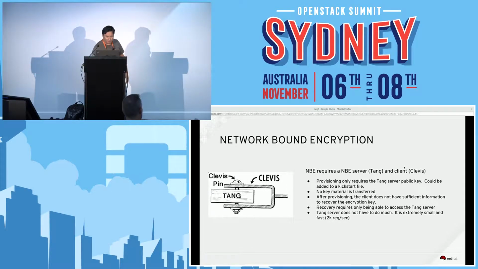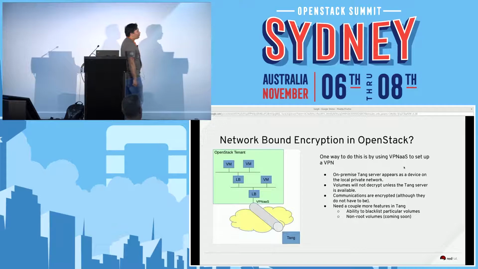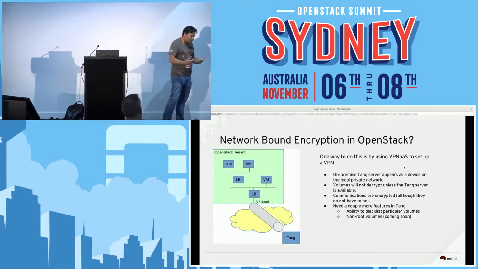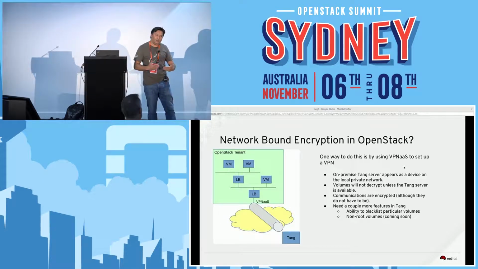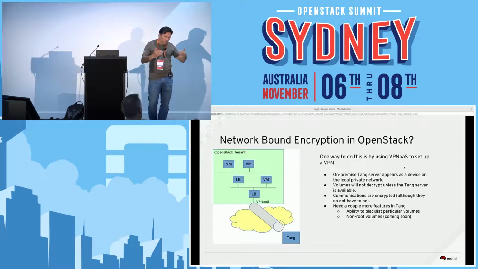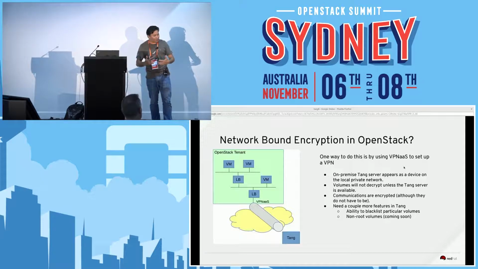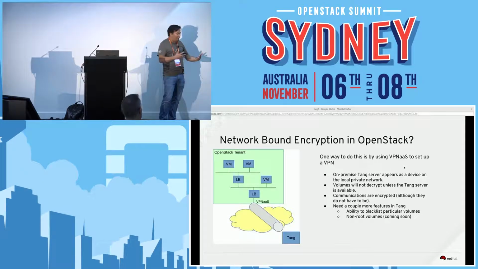So, network-bound encryption was useful because you have a data center and a trusted network, and inside that trusted network, all of your servers can contact the Tang server and can then do the disk operations over there. How do you do that in OpenStack?